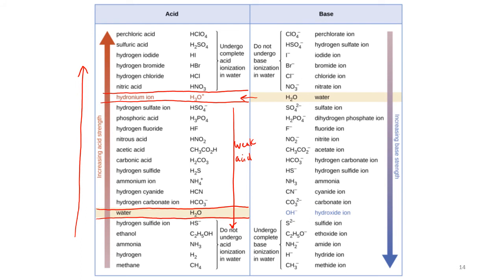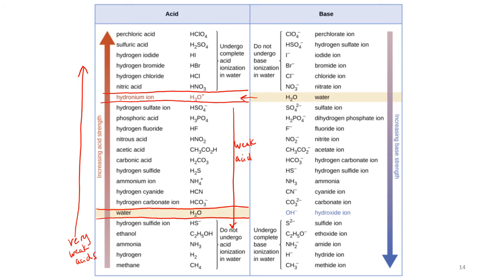These things below water essentially are not going to ionize in water at all. So these are really weak acids at the bottom down here, such as ammonia, hydrogen, methane, ethanol. They typically don't like to function as acids, but they can with the right stuff.